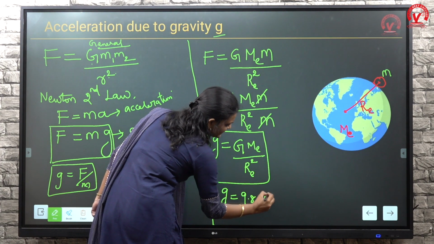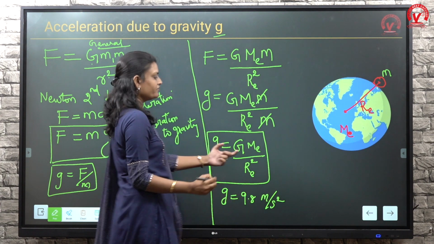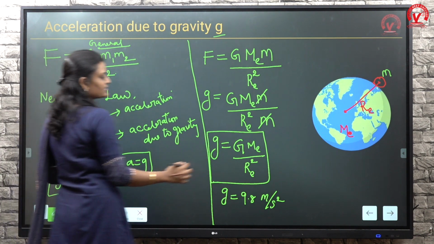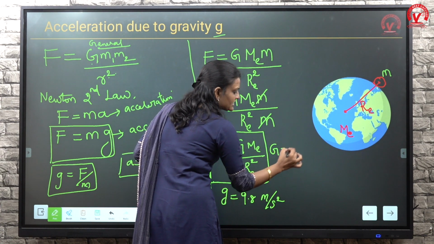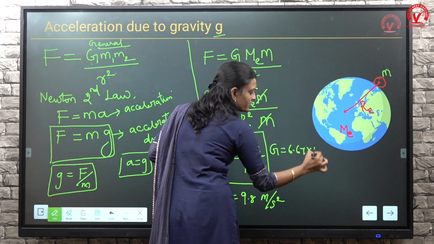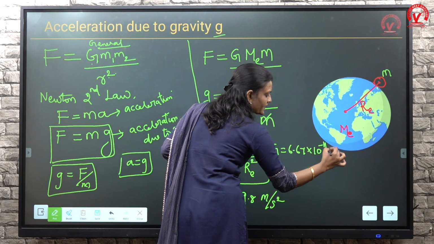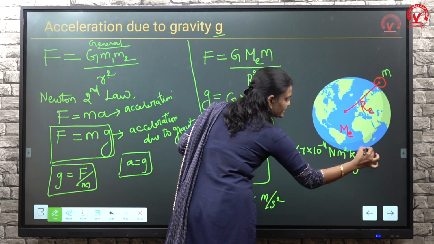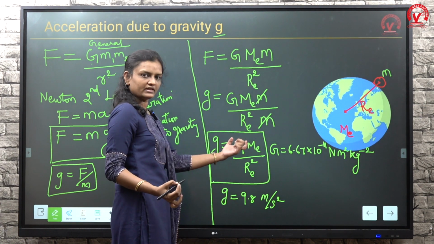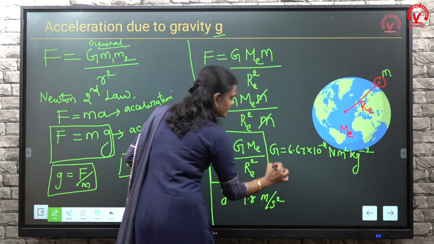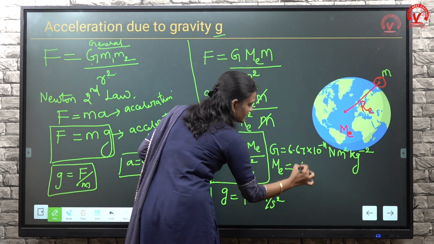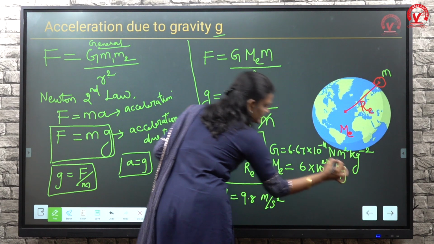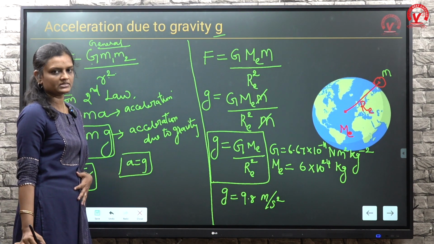g is equal to 9.8 meter per second square. We know the constant value for the gravitational constant G. What is the gravitational constant? G is equal to 6.67 into 10 power minus 11 Newton meter square kg minus 2, and the mass of the earth is a constant value. So Me is equal to 6 into 10 power 24 kg.